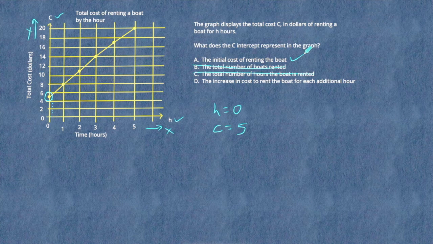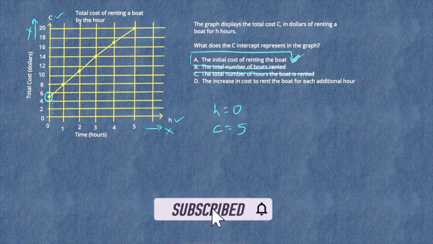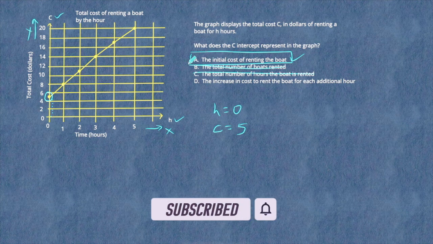So even if you don't rent for any hours, you just go and say, I want a boat, then you need to pay $5. So that is what it means. So the correct choice is A, the initial cost of renting the boat. This is how we solve this problem. See you in the next video.